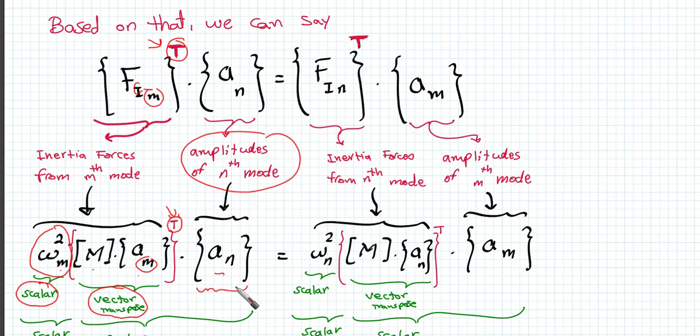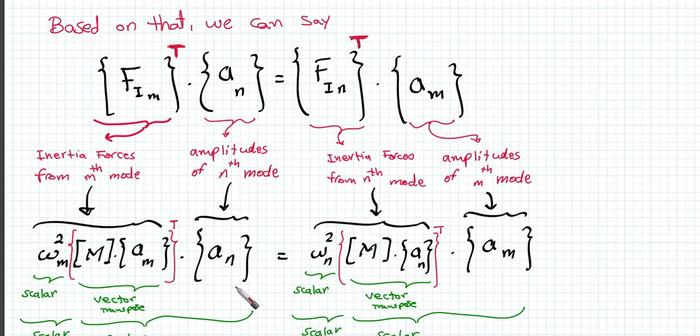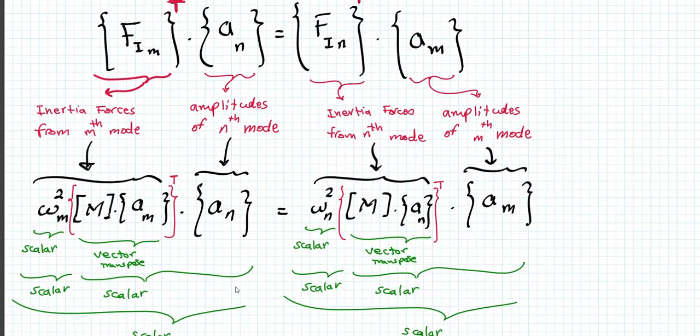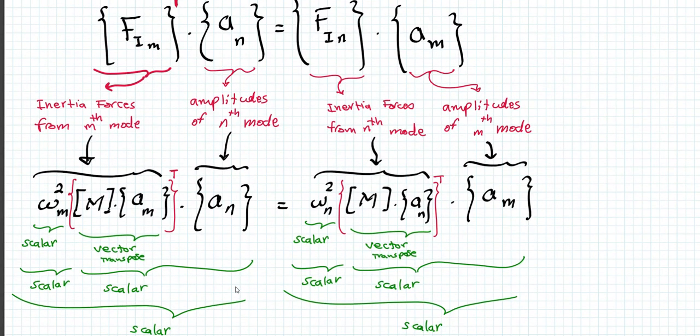So let's clean everything here. Now this is vector transpose times vector. This is another vector, right? So we're going to find that this vector transpose times vector is going to give us a scalar value.